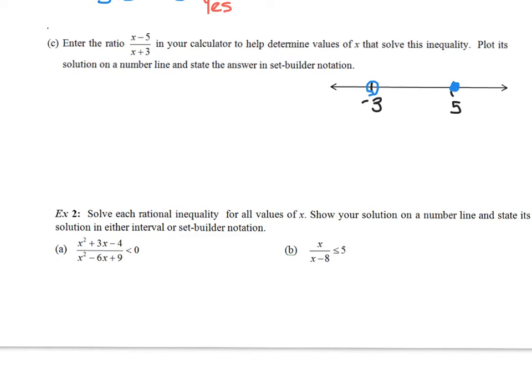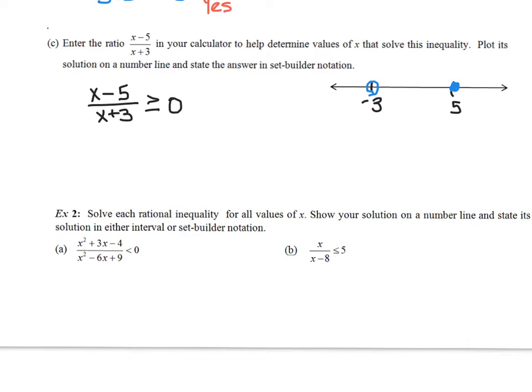Now our goal is to test values in each interval and see if in the original inequality I'm satisfying this inequality. I'm going to rewrite the inequality real quick here. x minus 5 over x plus 3. We want the values that make that expression greater than or equal to 0. So I'm going to look at a value in each part, in each interval. So in this case, before negative 3, how about if we try the test point negative 4?